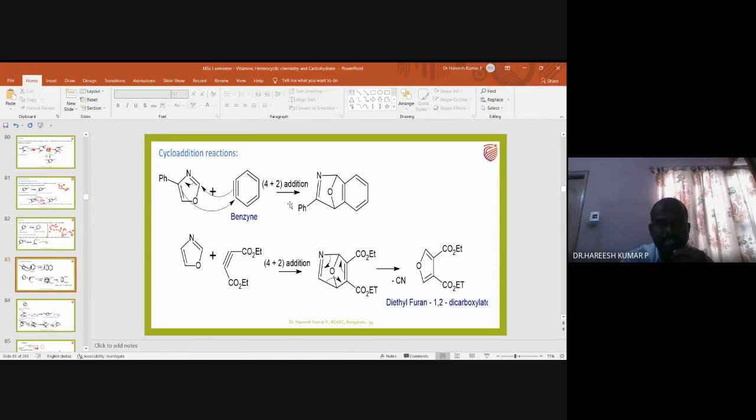Is it clear? Is there any doubt? Of course, this is regarding pericyclic reactions, which you will learn in your third semester. At this moment, you just remember that 4 plus 2 cycloaddition means 4 pi electrons and 2 pi electrons are involved, and that leads to a bicyclic compound. That's what you can just remember.